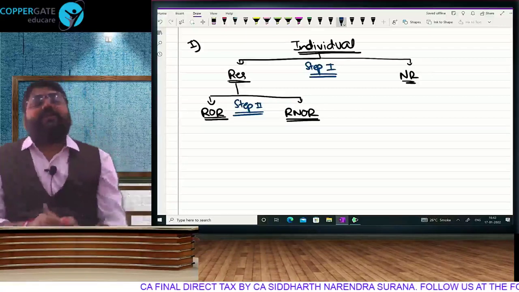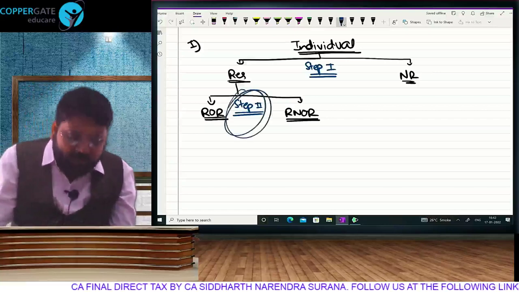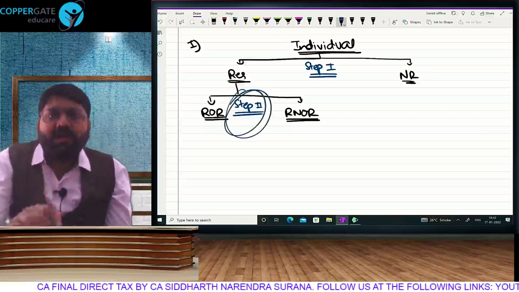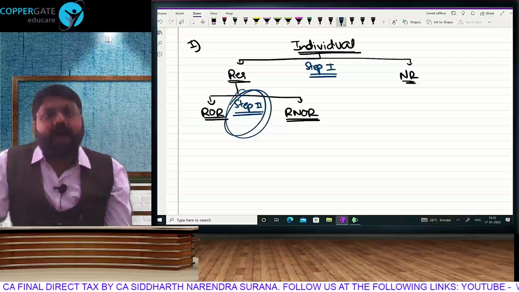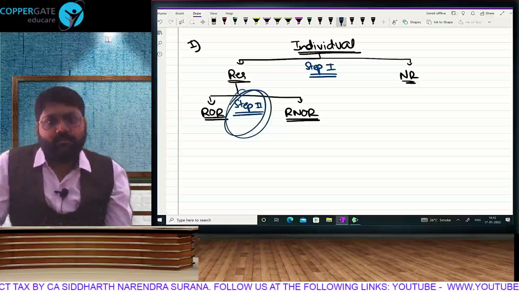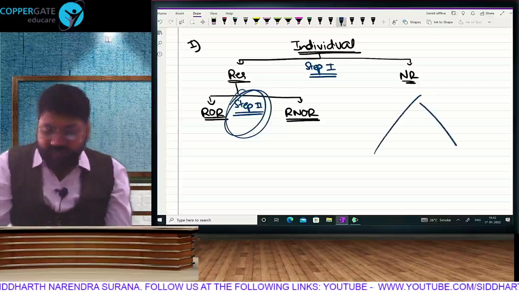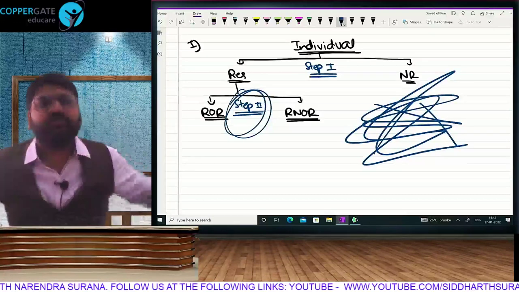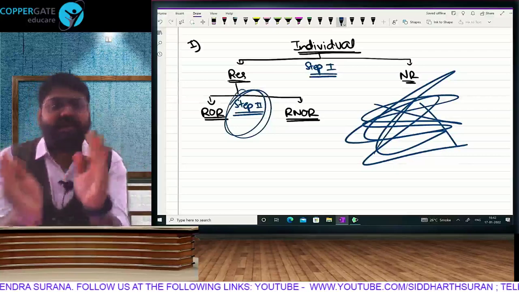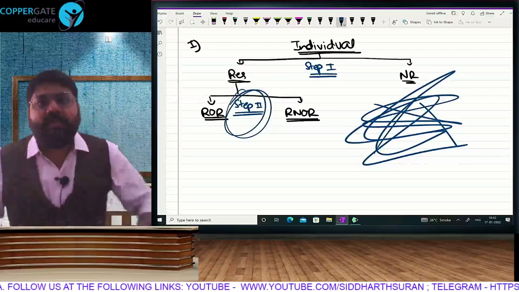Just tell me yes or no, true or false. Step 2 will be done only and only if the answer to step 1 is resident. Because under non-resident, there is no further classification. Non-resident is non-resident, story over. A non-resident is not ordinary non-resident or not ordinary non-resident is non-resident, topic is over.